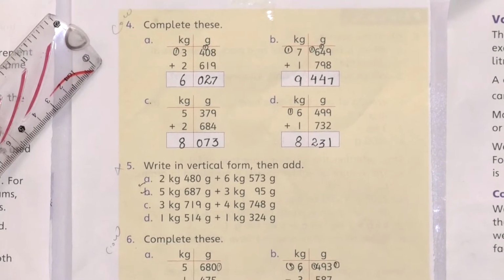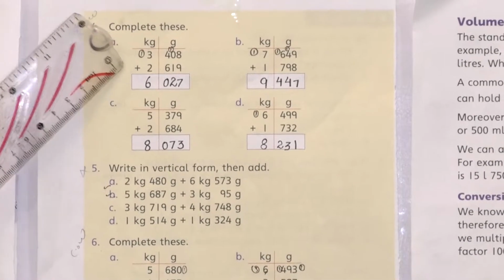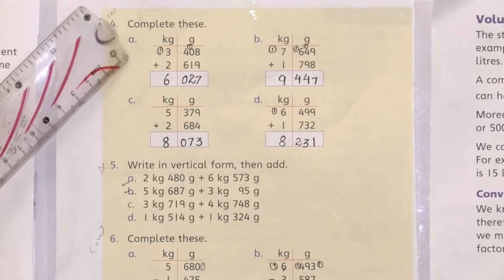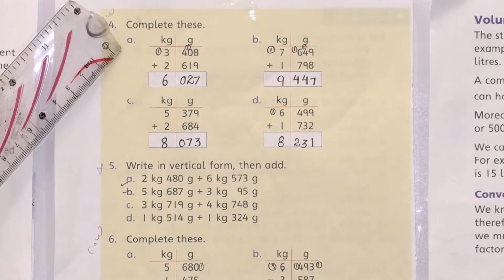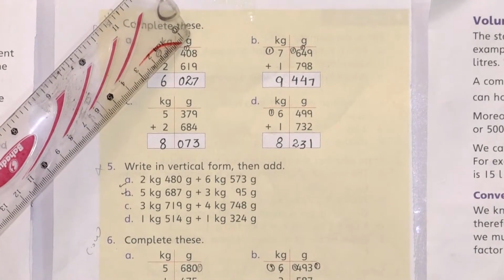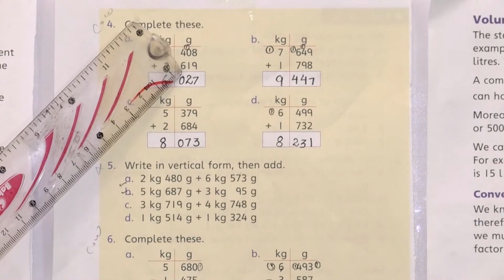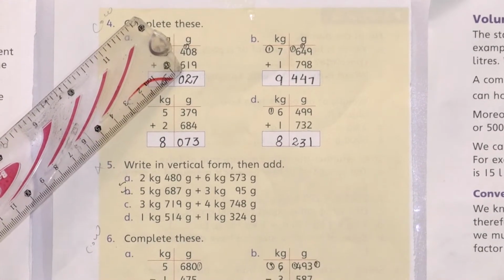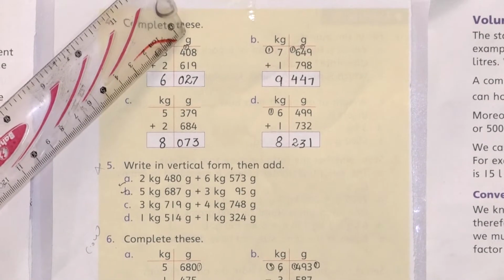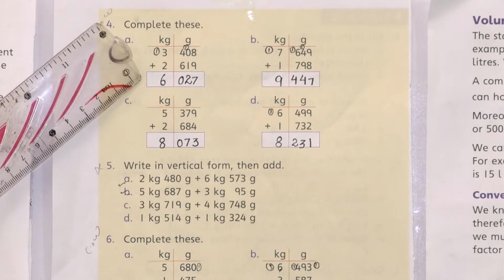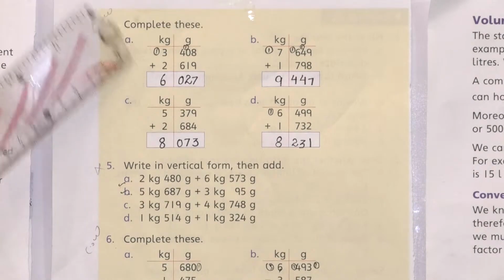Question number 4 will be done on your book. This is a question of addition of units of measurement. Okay students, look at part A. Here we have under kg 2 values, and here we have under grams 2 values. We have to measure only one unit of measurement at one time. Under grams you can only add grams, and under kg you can only add kg.